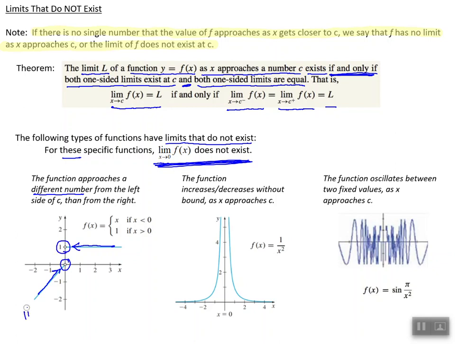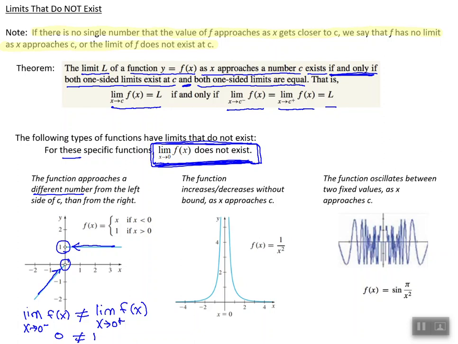We would write the limit as x approaches 0 from the left of f of x does not equal the limit as x approaches 0 from the right of f of x, because this value is 0, which is not equal to the value of the limit coming from the right, which is 1. Therefore, once again, the limit as x approaches 0 of f of x does not exist.